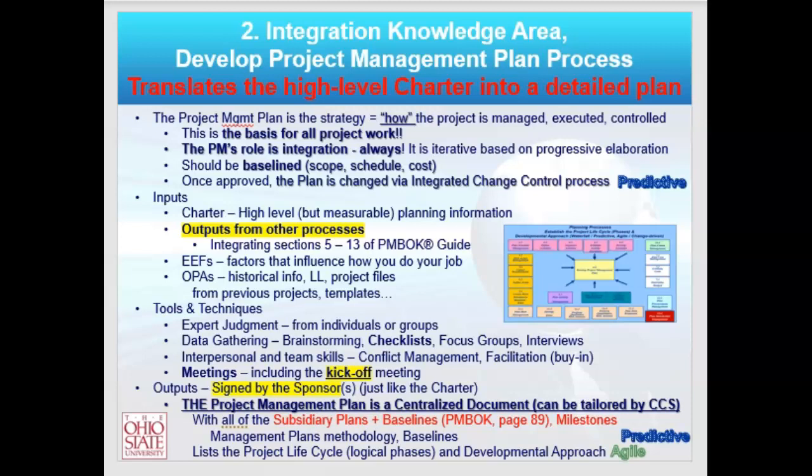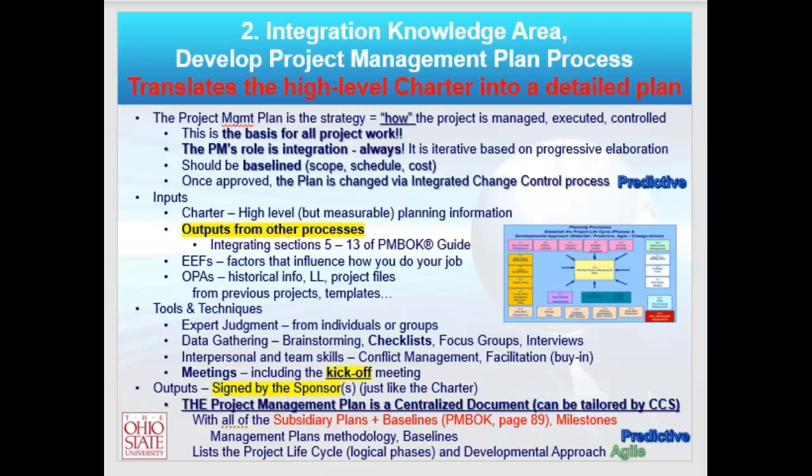This is the centralized document, right? And it can only be changed through the CCS. That means Change Control System. That's frankly process 4.6, Perform Integrated Change Control. And notice there's a predictive and an agile aspect to it, right? That you have management plans and methodologies in the predictive or waterfall project management. But in Agile, you'll list the project life cycle and then consider also the developmental approach.